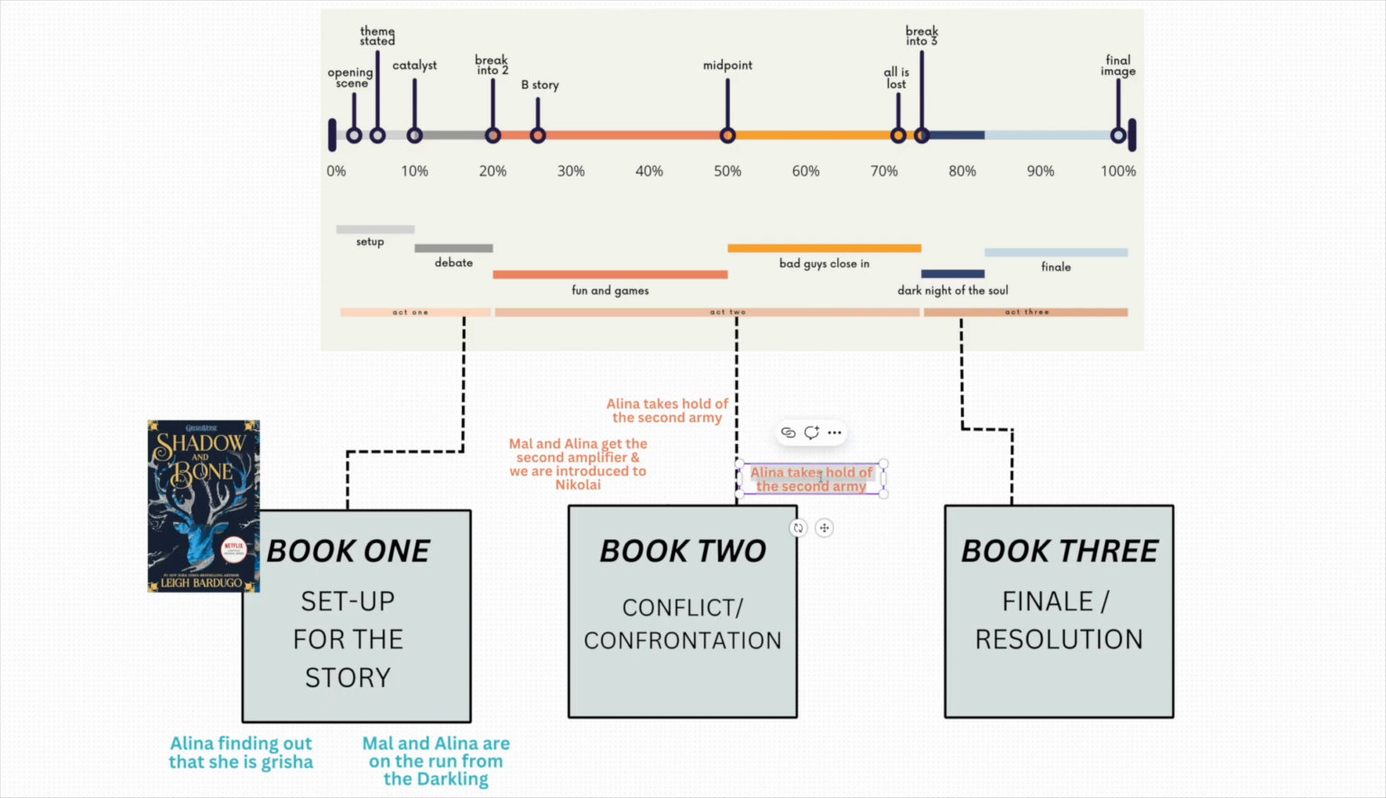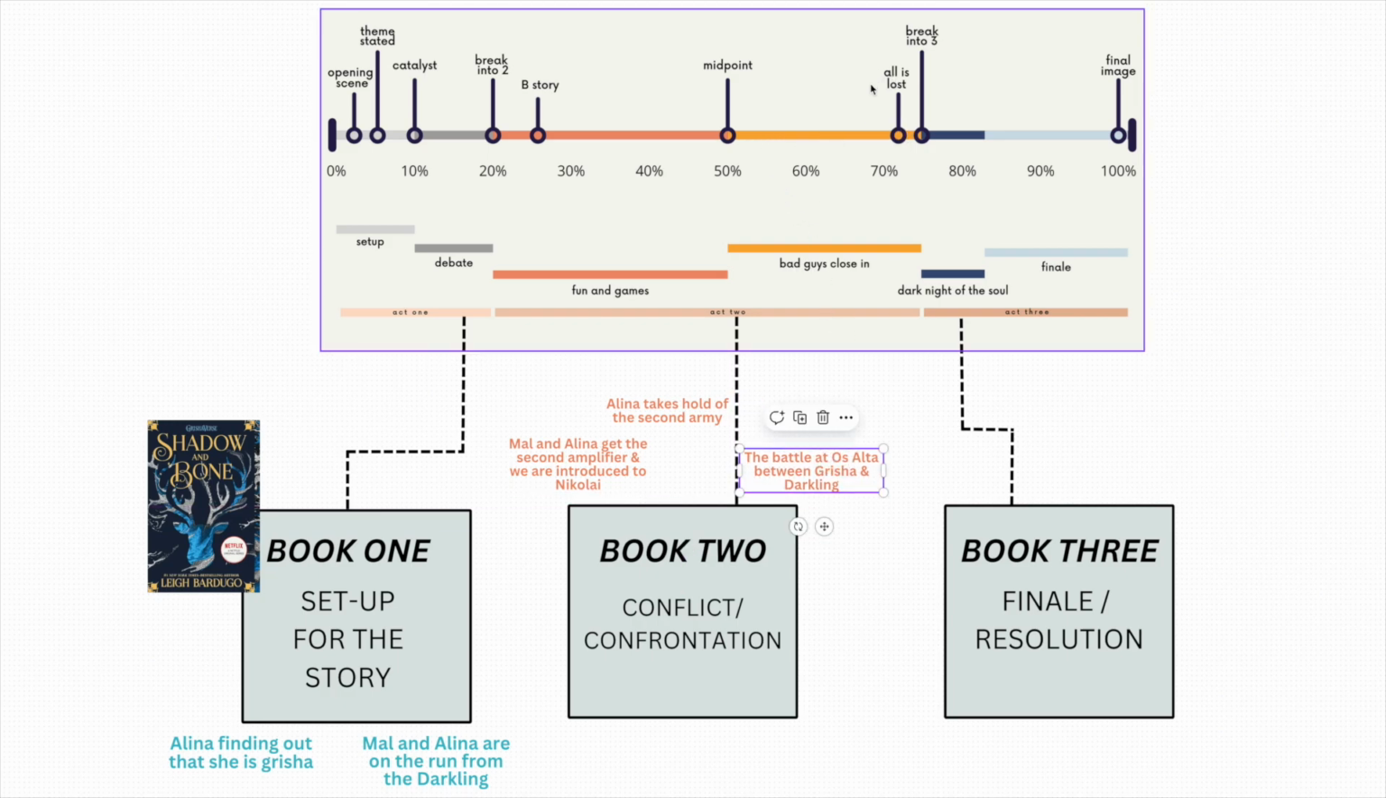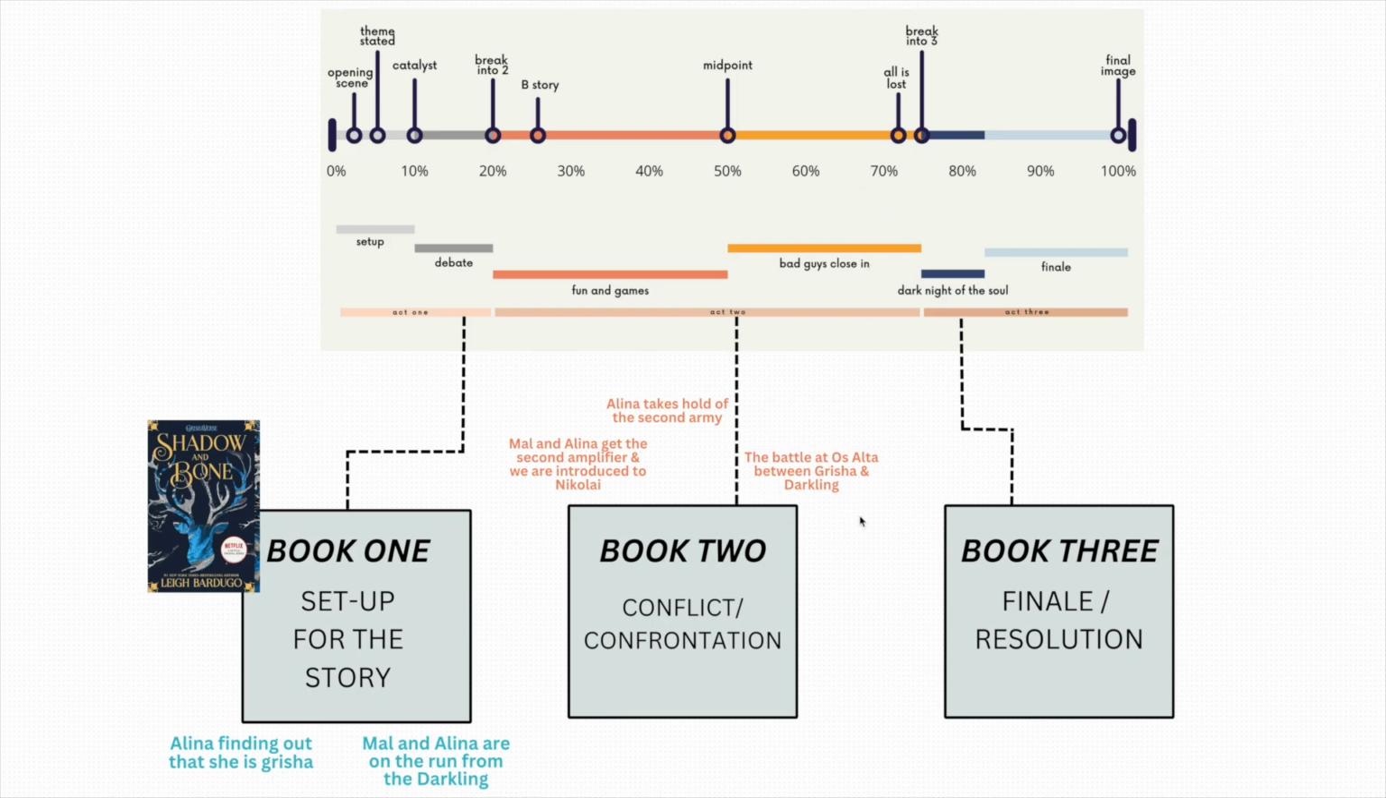Then at the end of book 2, we have the battle at Os Alta between Grisha and the Darkling. So this is happening with the bad guys closing in. We have an all is lost moment at this battle at Os Alta between the Grisha and the Darkling. And the very last thing that they leave us with is Alina has no power. That's the last thing that they leave us with in book 2.